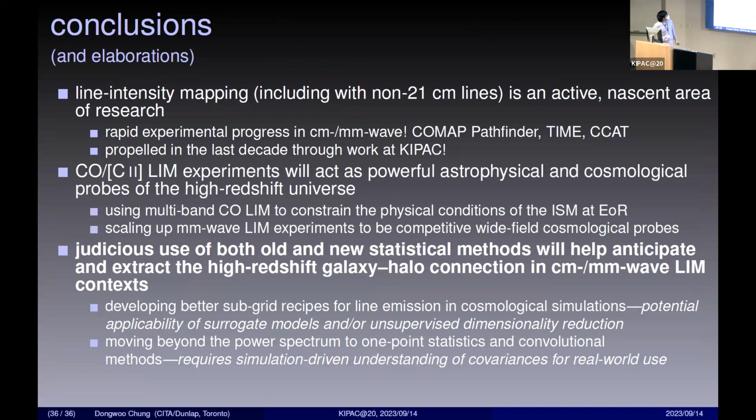So I will go back to my conclusions. I think there's been a lot of rapid experimental progress in centimeter-millimeter wave, and there's a lot of potential for information to be derived from these probes. And I think it'll only really be possible, for some of the reasons that I've outlined, with the use of all kinds of different statistical methods, both old and new.